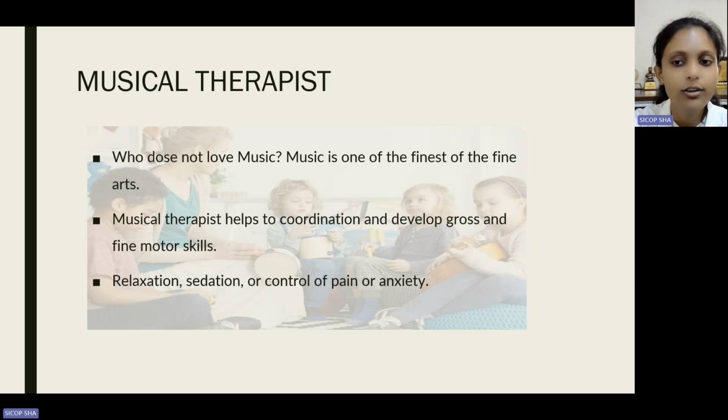Dancing or exercising to music is also known as creative movement therapy. Nowadays movement therapy is going on, in which dancing or exercises to music are done. This is a novel way to improve the gross motor milestones as well as the fine motor skills while playing the violin or the keyboard. Some children with Down syndrome also respond naturally to music, so in some cases music therapy really helps. Music therapy helps in coordination and developing gross as well as fine motor skills. Relaxation, sedation, or control of pain or anxiety is also there.